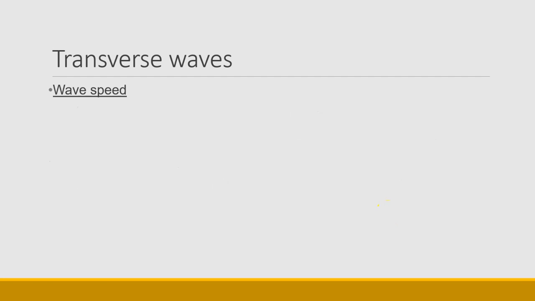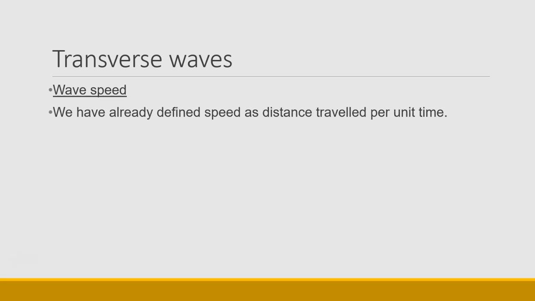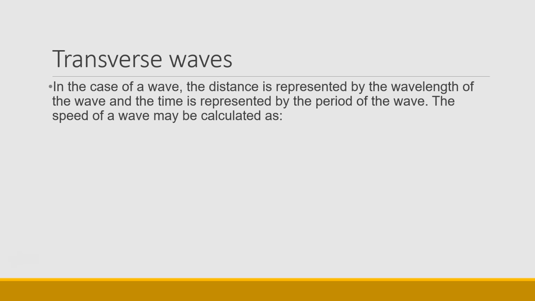This brings us to wave speed. We define speed as distance traveled per unit time. So the equation for speed is distance over time. Now, in the case of a wave, the distance is the wavelength and the time is the period. And that is why the wave speed is the wavelength of the wave divided by the period of the wave.